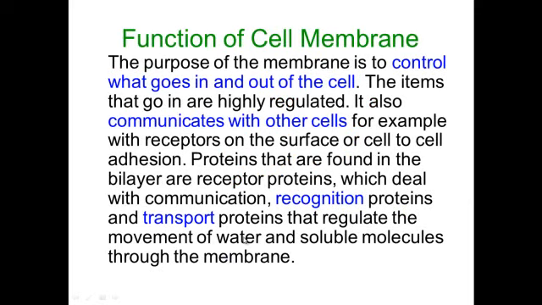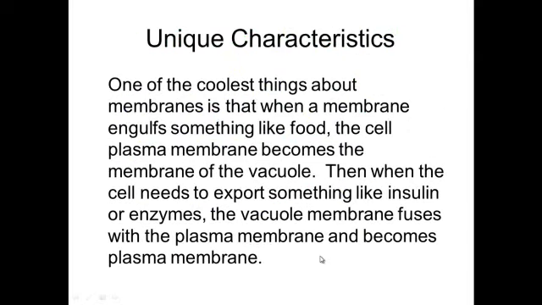The cell membranes have several functions. First of all, they control what goes into and out of the cell, and then they communicate with other cells, like sending hormones out or neurotransmitters. Those are forms of communication. They have proteins embedded in the outside, which can be used for recognition. White blood cells use those to know what cells are normal to your body and which ones are bacteria or viruses and need to be killed. You also have transport proteins that regulate the movement of water and soluble molecules through the membrane. So there's lots of functions for the cell membrane, and we're going to go into several of those very specifically.